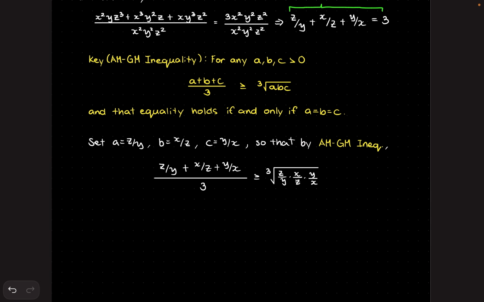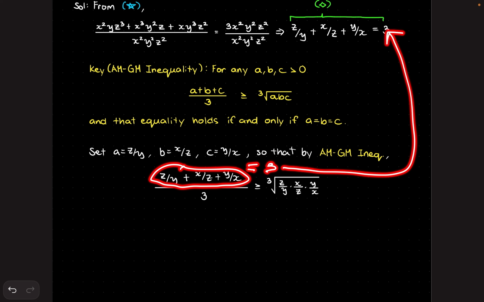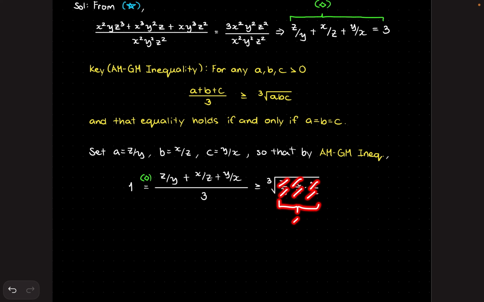Okay, good. Then from here, note that this thing is just equal to 3 by earlier, right? So we know that for this left-hand side, if we apply the diamond one, we will be obtaining 3 over 3, which is just equal to 1. For the right-hand side, notice that this thing would cancel, this thing would cancel, and this would cancel. So we'll be left with just a cube root of 1. Cube root of 1 is just simply equal to 1.